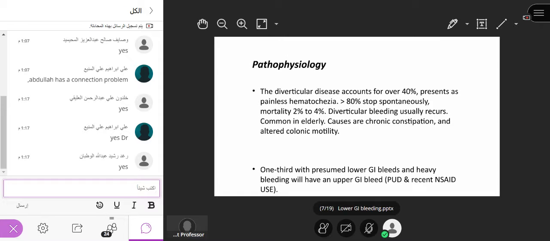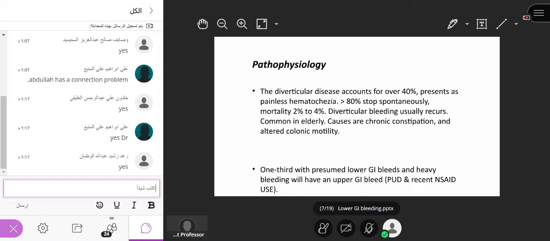Pathophysiology of the different diseases which cause lower GI bleed. Diverticular disease accounts for over 40% and presents as painless hematochezia. Painless hematochezia may occur in diverticulosis, with angiodysplasia, and with colorectal cancer. So it is not only diverticular disease, but regarding diverticular disease, they present as painless hematochezia. Hematochezia means fresh, bright red blood per rectum.